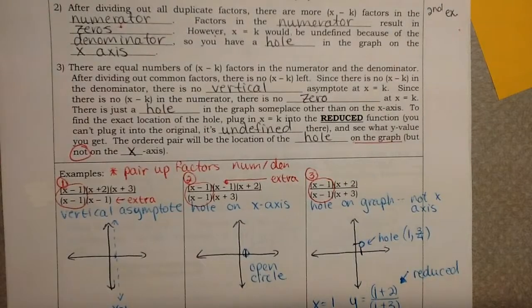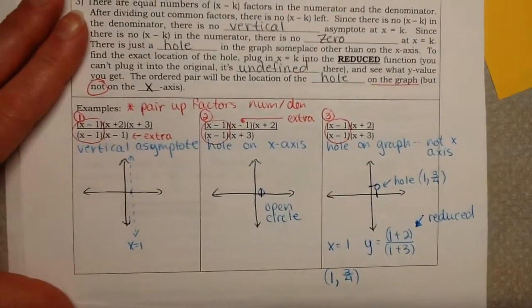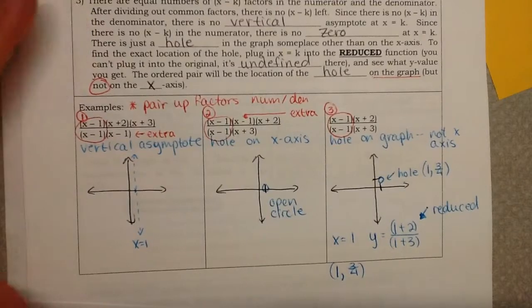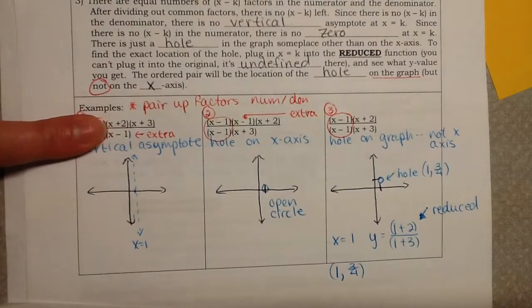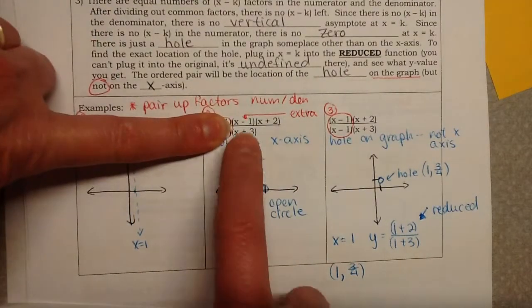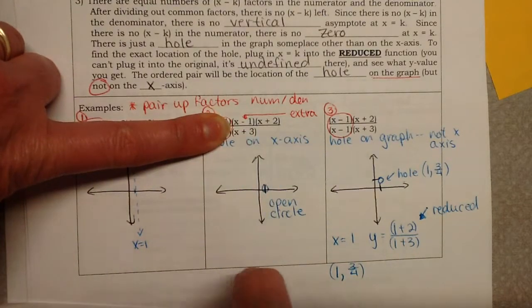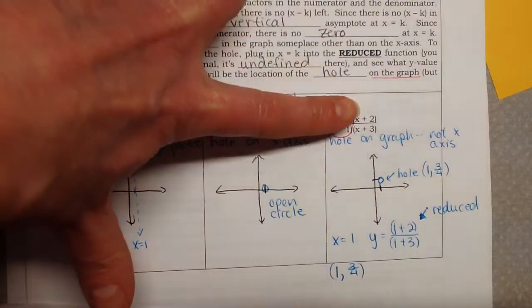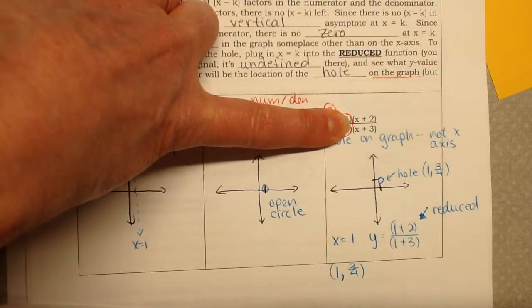Again, remember, the only time you're going to have holes is if you have identical factors in the numerator and the denominator. And then you have one of three cases that will happen, and you can kind of reason those out. If the extra one is in the denominator, it's going to be a vertical asymptote. If the extra one is in the numerator, it's going to be on the x-axis, but it's going to be a hole. It's not going to be filled in. And if it's 1 for 1, there's going to be a hole somewhere on the graph other than the x-axis.